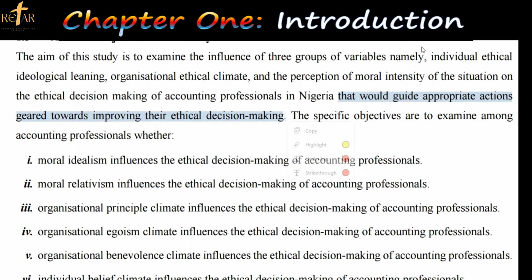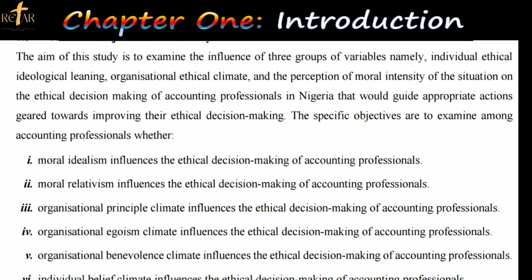Let me quickly move on. So these objectives are actually a breakdown of what you have discussed in your problem. And this is how your objectives should be stated. Now, the specific objective, actually, you don't need that word specific, because the theme of this is aim and objectives. So you have discussed the aim and then certainly you move straight to the objective.